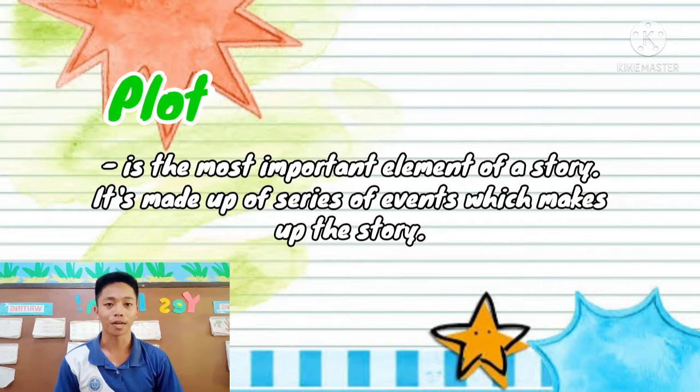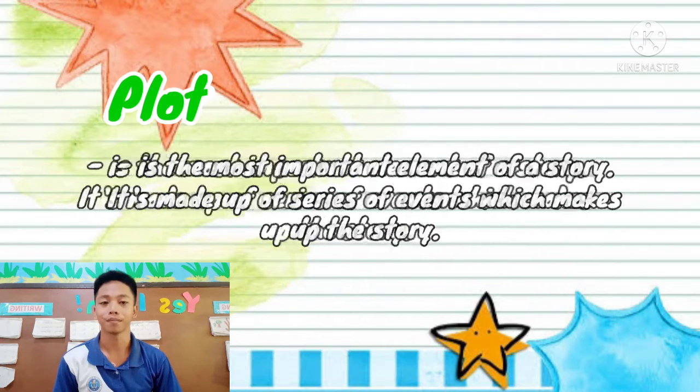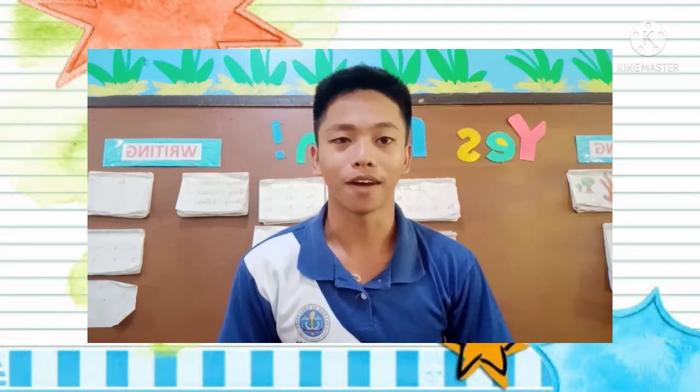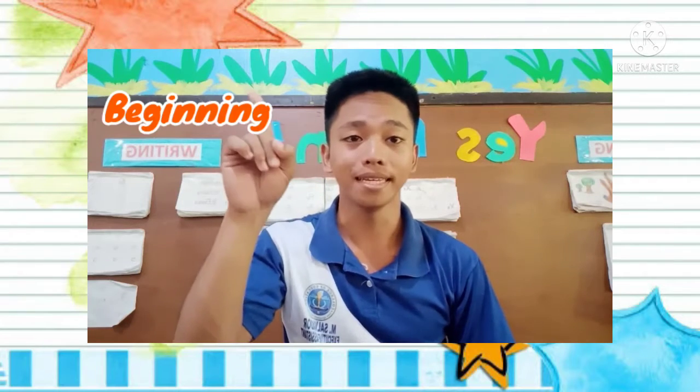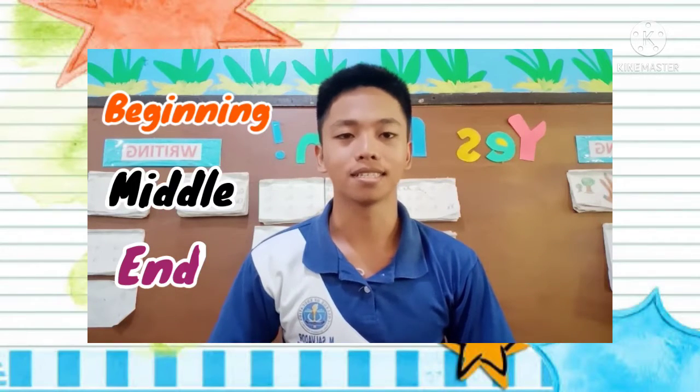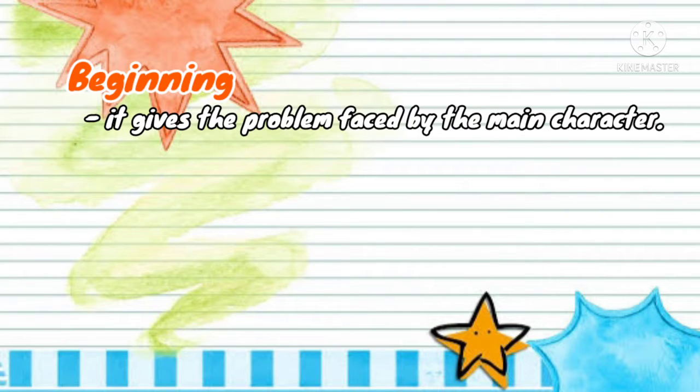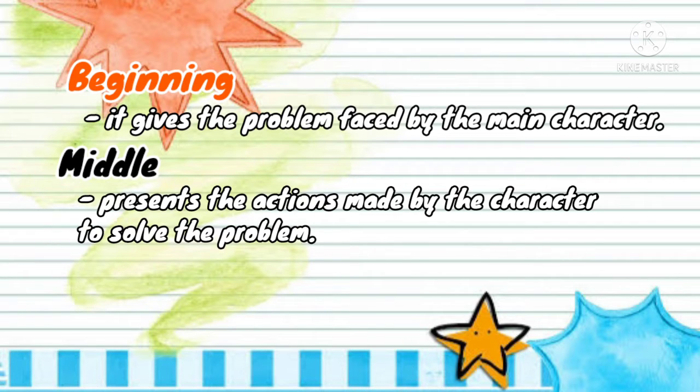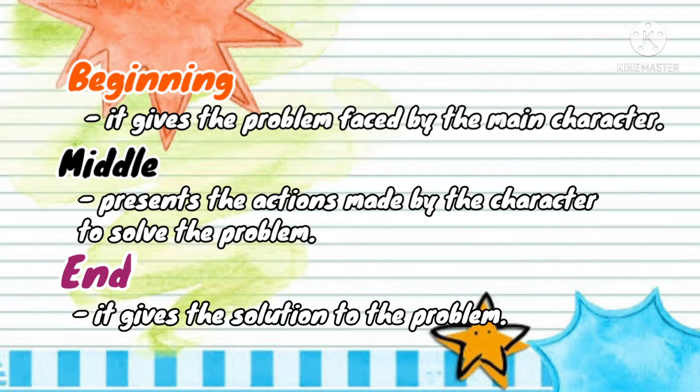Plot is the most important element of a story. It's made up of a series of events which makes up a story. It is divided into three: beginning, middle, and end. Beginning gives the problem faced by the main character. Middle presents the actions made by the character to solve the problem. And lastly, ending. It gives the solution to the problem.